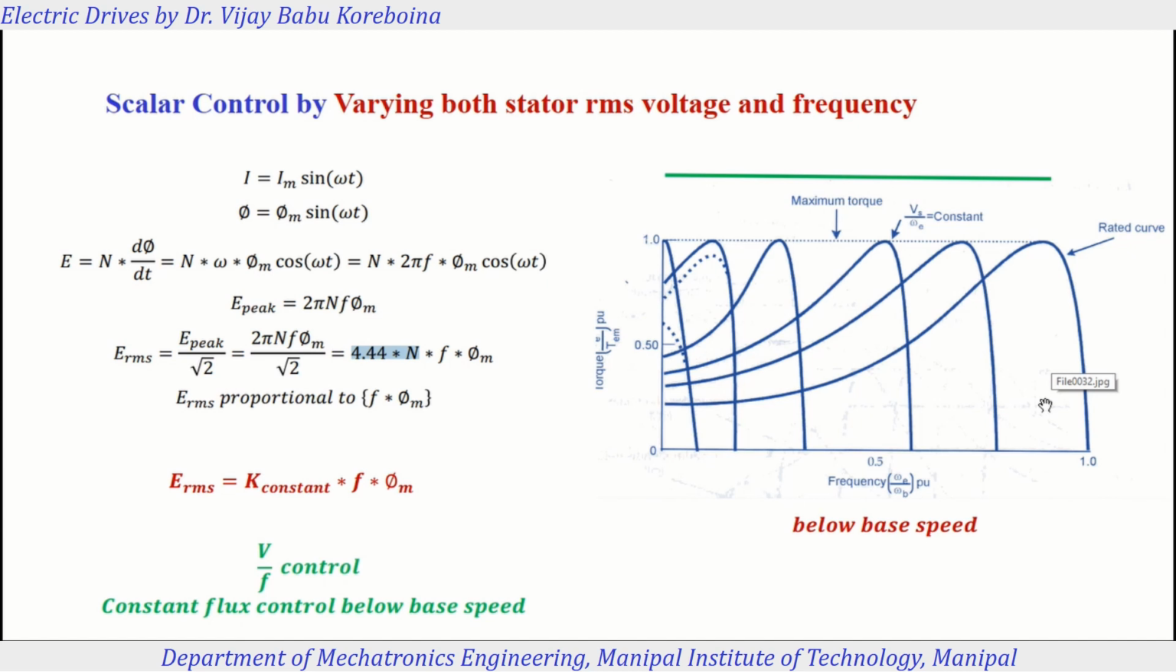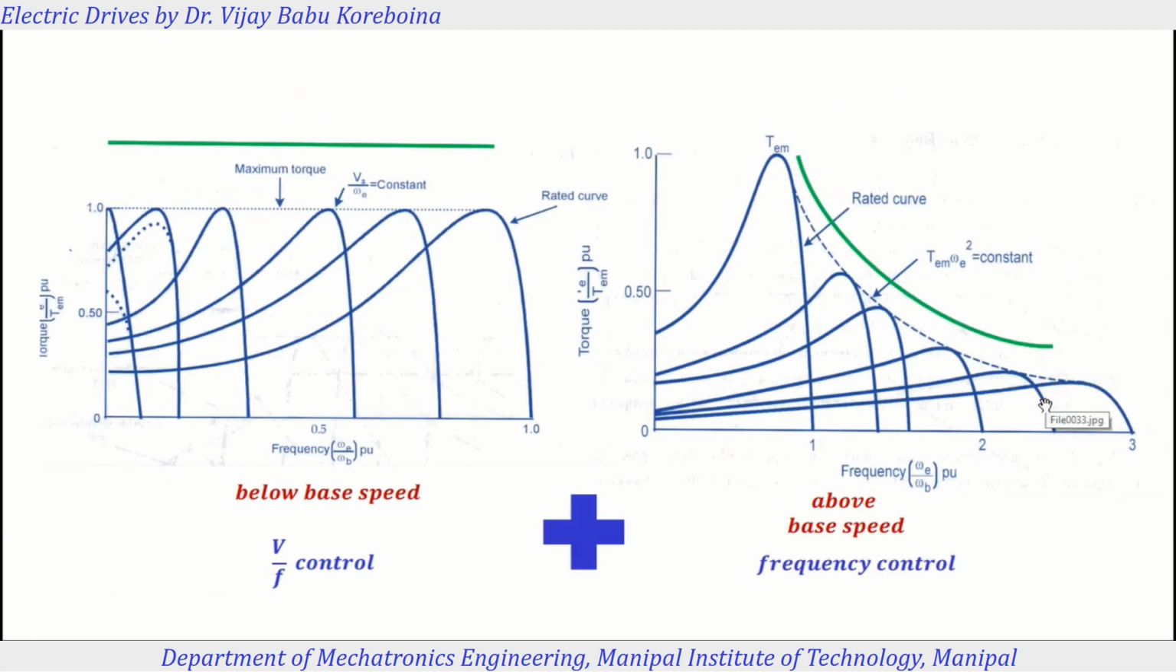Now what will we do? This is fine, V by f control we have done below the base speed. So we will combine frequency control above the base speed and V by f control below the base speed. With V by f control we get maximum rated torque capability, and the inverse torque characteristic above the rated speed using frequency control. So in simple words, below the base speed V by f control, above the base speed frequency control.